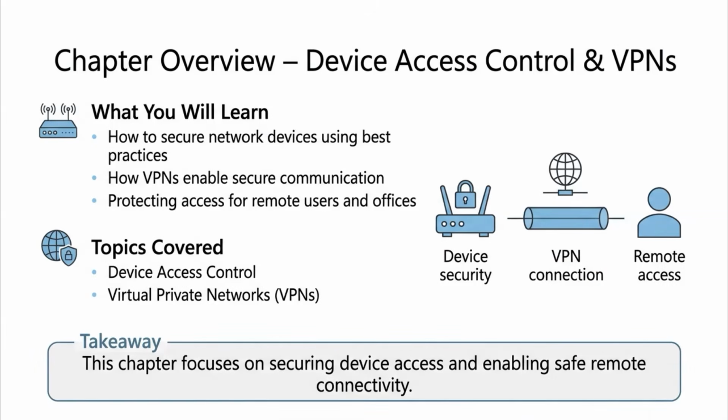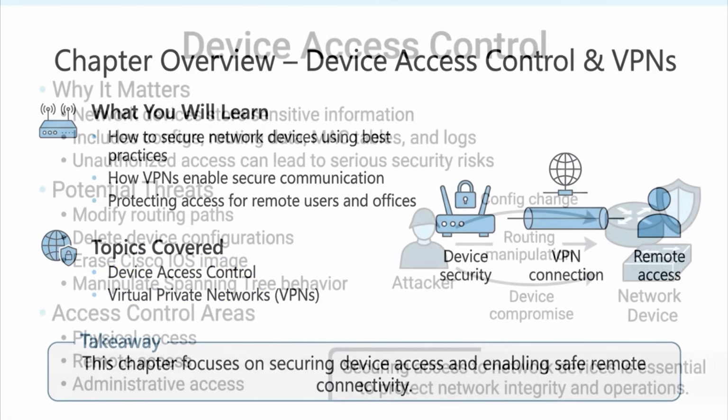In this chapter, you will learn how to secure networking devices using device access control best practices. You will also explore virtual private networks and how they enable secure communication between remote offices and remote users. Topics covered in this chapter: device access control and virtual private networks.